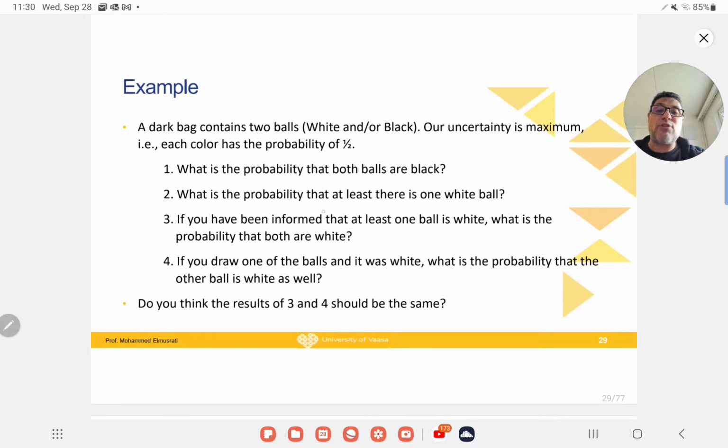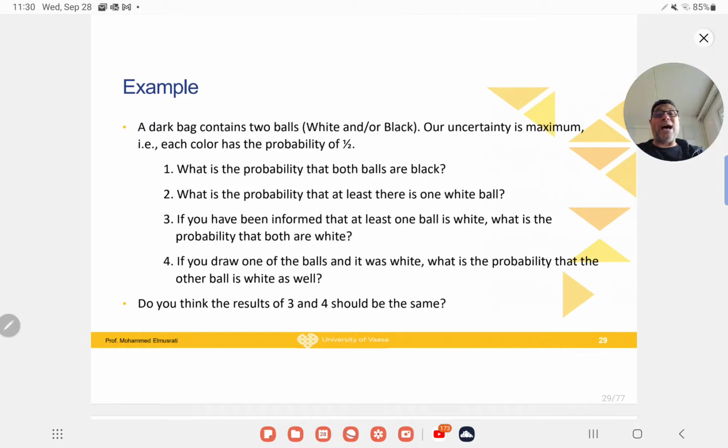If you have been informed, now remember, you can see that things are in probabilities, there are some tricks, actually, depends how you present the question. So if you have been informed that at least one ball is white, what is the probability that both are white? Then if you draw one of the balls and it was white, okay, what is the probability that the other ball is white as well?